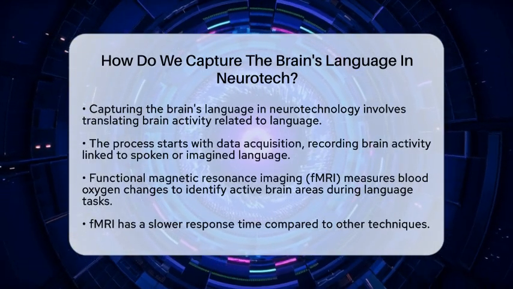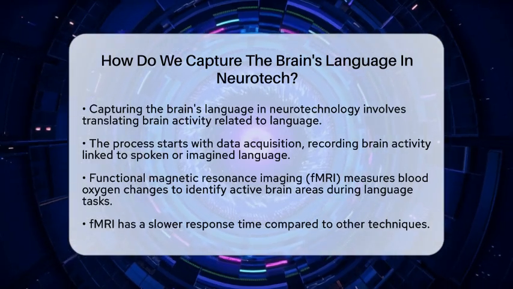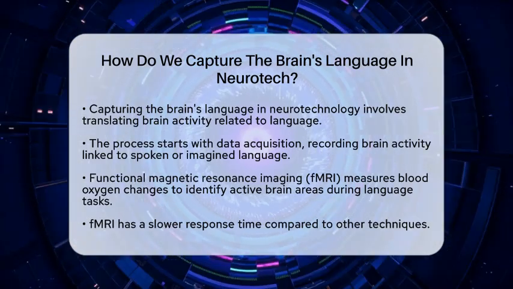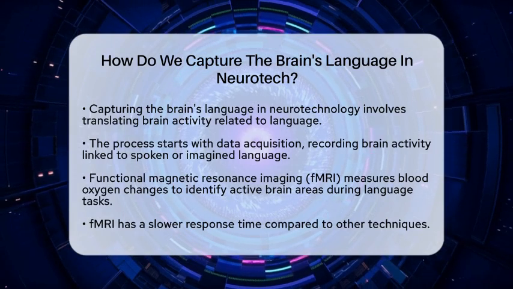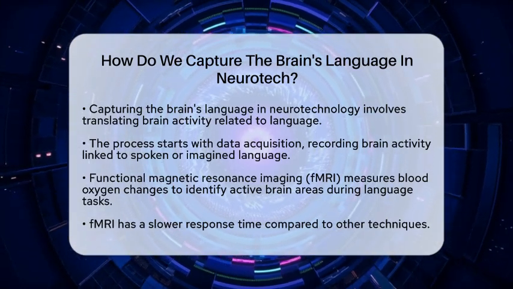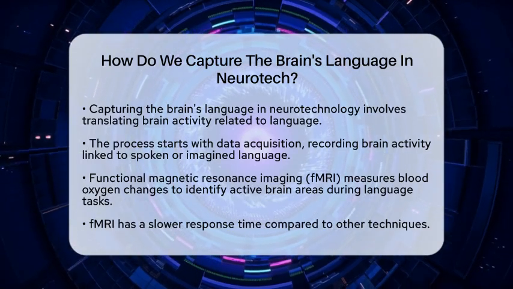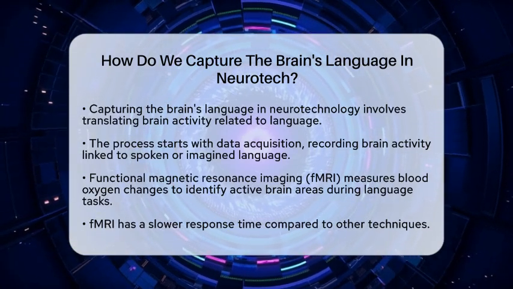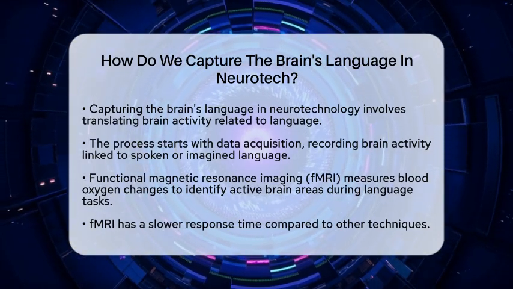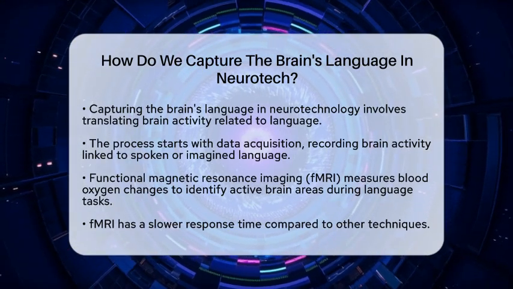This begins with the concept of data acquisition, where we record and interpret brain activity related to language, whether it is spoken or imagined. To capture these signals, we use various techniques. One common method is functional magnetic resonance imaging, which measures changes in blood oxygen levels in the brain. This technique gives us a good view of which areas are active during language tasks. However, it does have a slower response time compared to other methods.